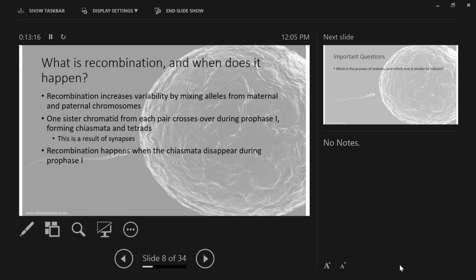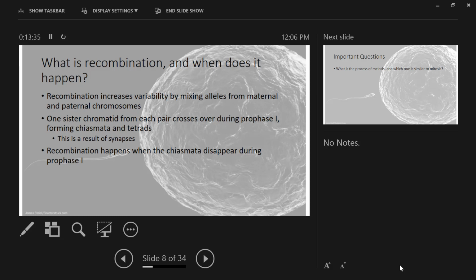Which chromosomes are recombined? All of them. Recombination happens at least once on every chromosome every time you go through meiosis. And even on our smallest chromosomes, it usually happens at least a handful of times on the chromosome. That's a good question.